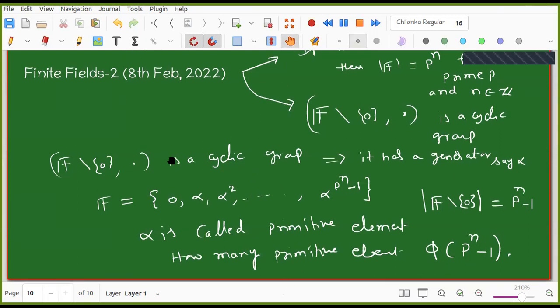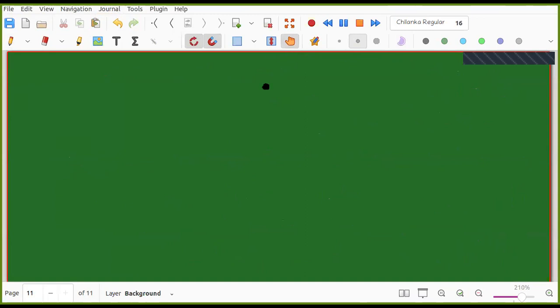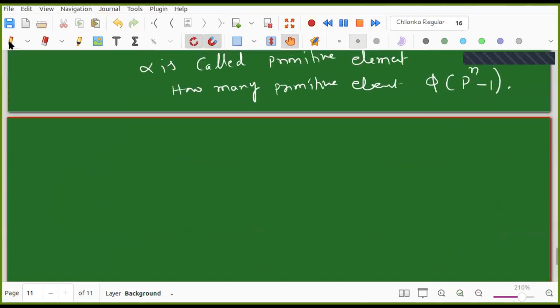Now we'll move further. All of this is going to be logical. There is a third proof also, but I'll give a sketch of that. Let F be a finite field. Then it has p power n elements.